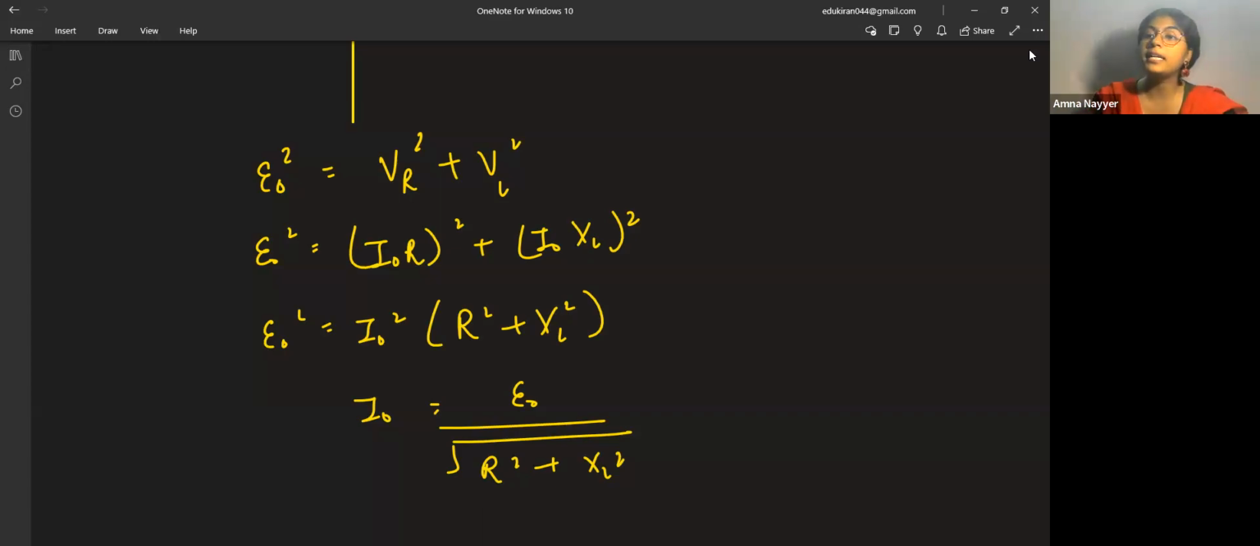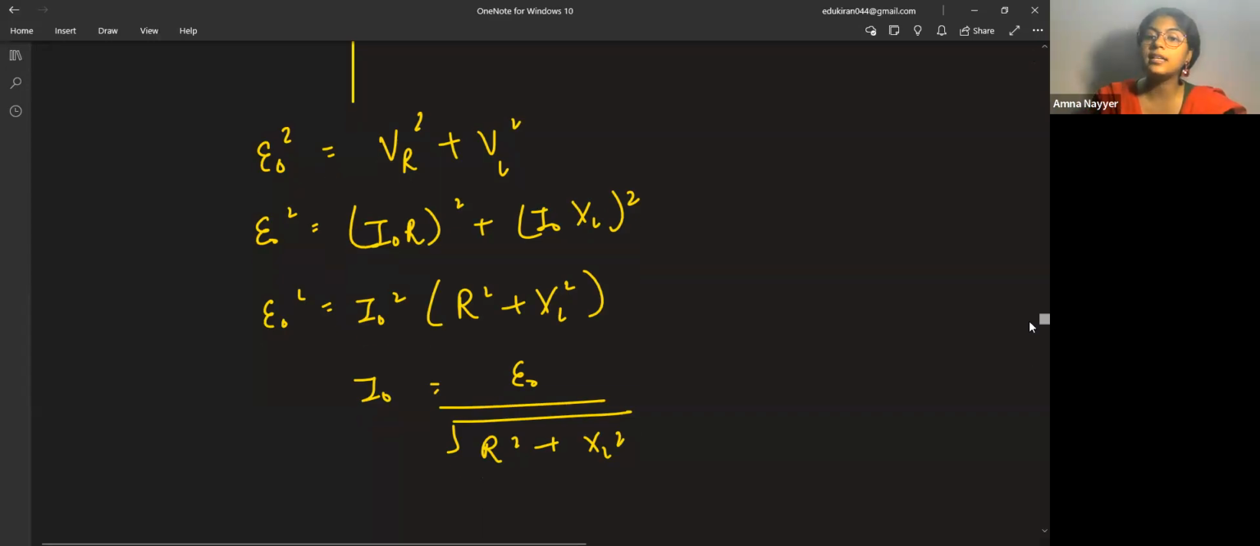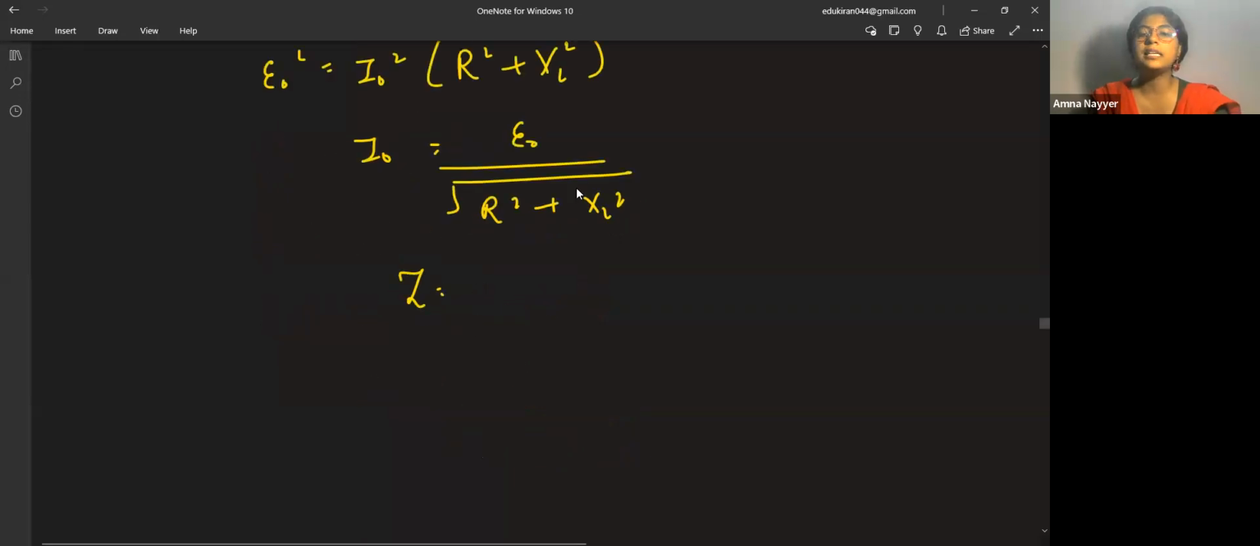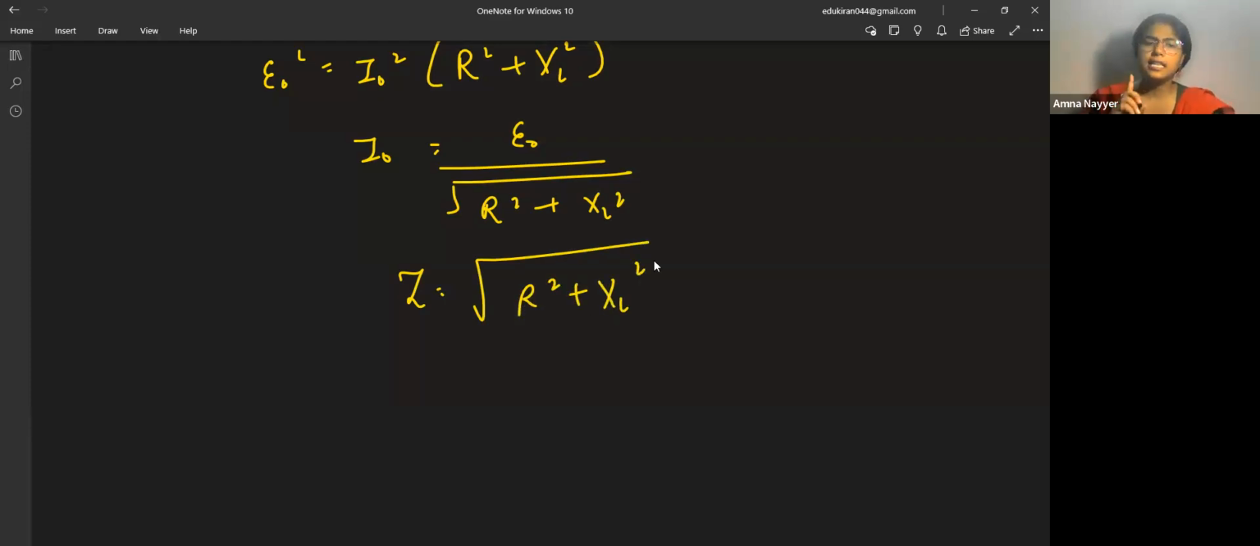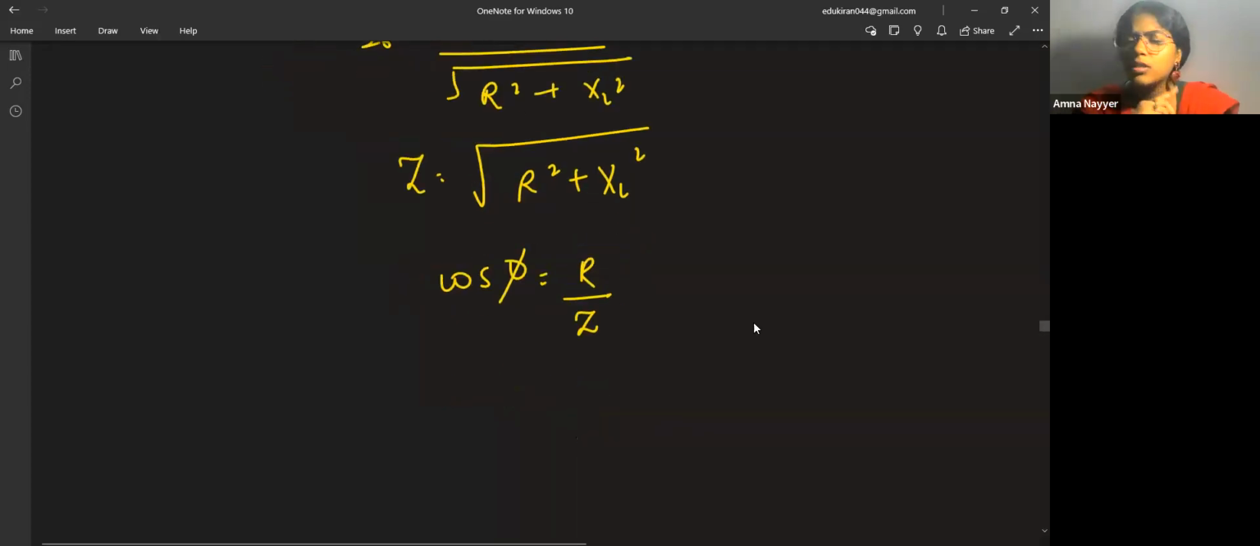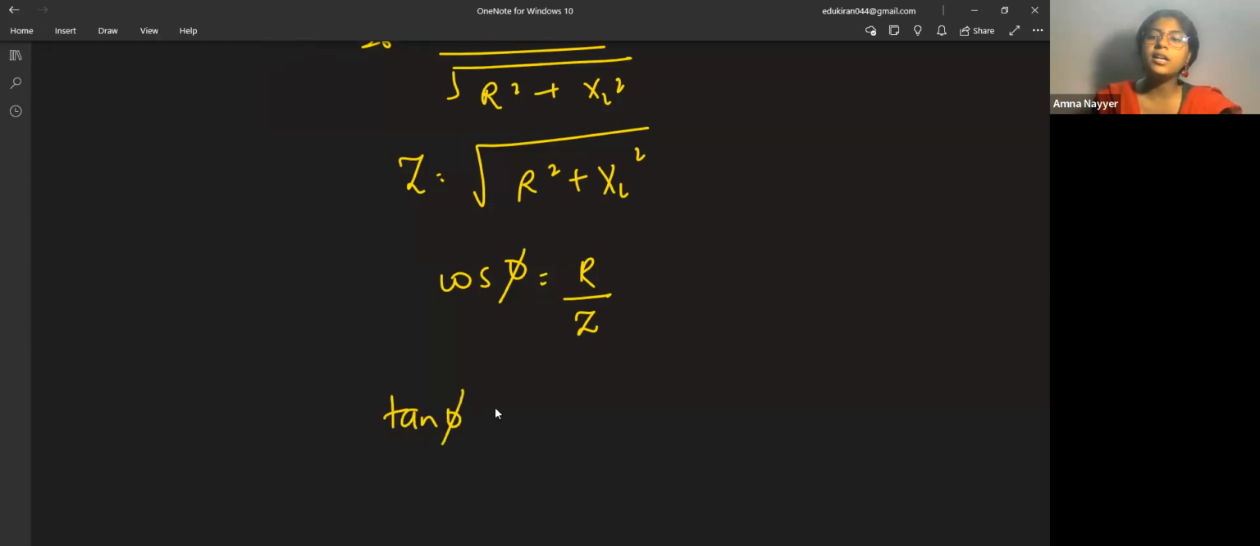So what is the impedance for the LR circuit? Impedance will be, see this term, this is your denominator, right? So this will be under root R square plus XL square. That's it. Now see, cos phi will remain the same. Cos phi will still be R by Z. I have told you, cos phi will always remain R by Z. Coming to tan phi, it will be different.